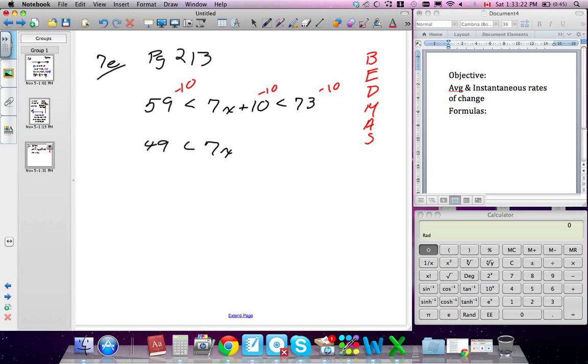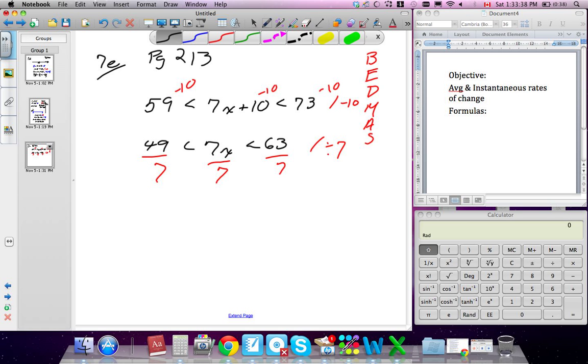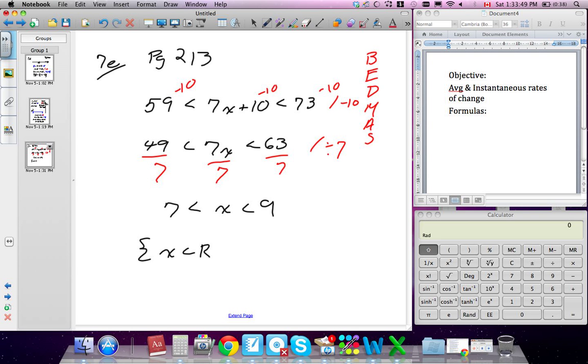Next step, we have to isolate the x, so we're going to divide the entire inequality by 7. So we're left with 7 is less than x, which is less than 9. And in set notation, or domain, it would be x is a set of all real numbers such that x exists between 7 and 9, and that is your set notation. Does that make sense?